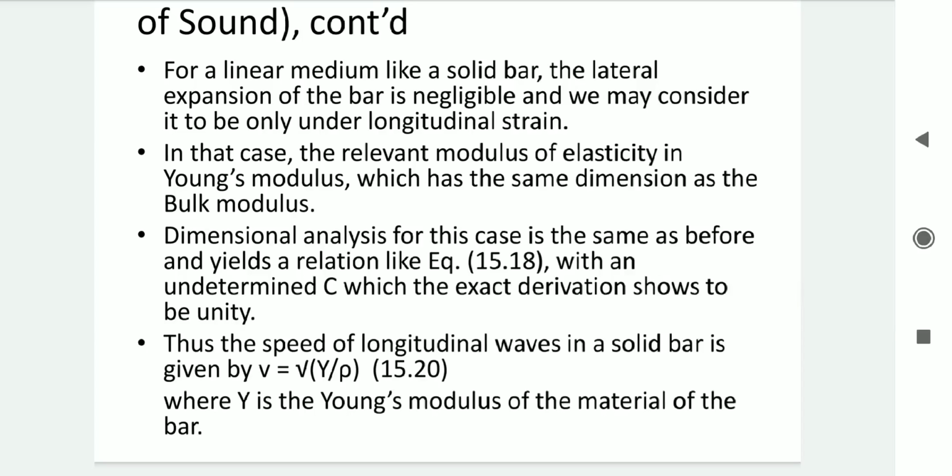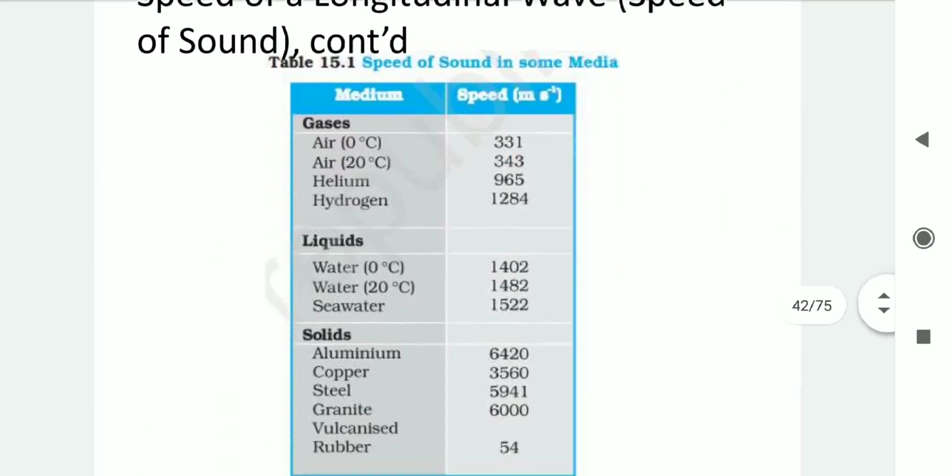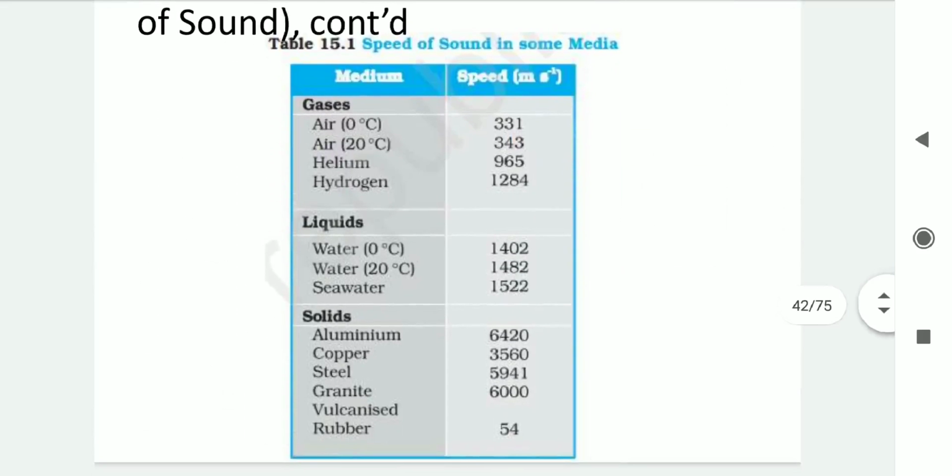Here we have a table that gives the speed of sound in different media. If the medium is gas, the speed in air is 331 meters per second at 0 degrees. In air at a higher temperature of 20 degrees Celsius, the speed is 343 meters per second. Likewise, the speed varies across gas, liquid and solid with the different medium.